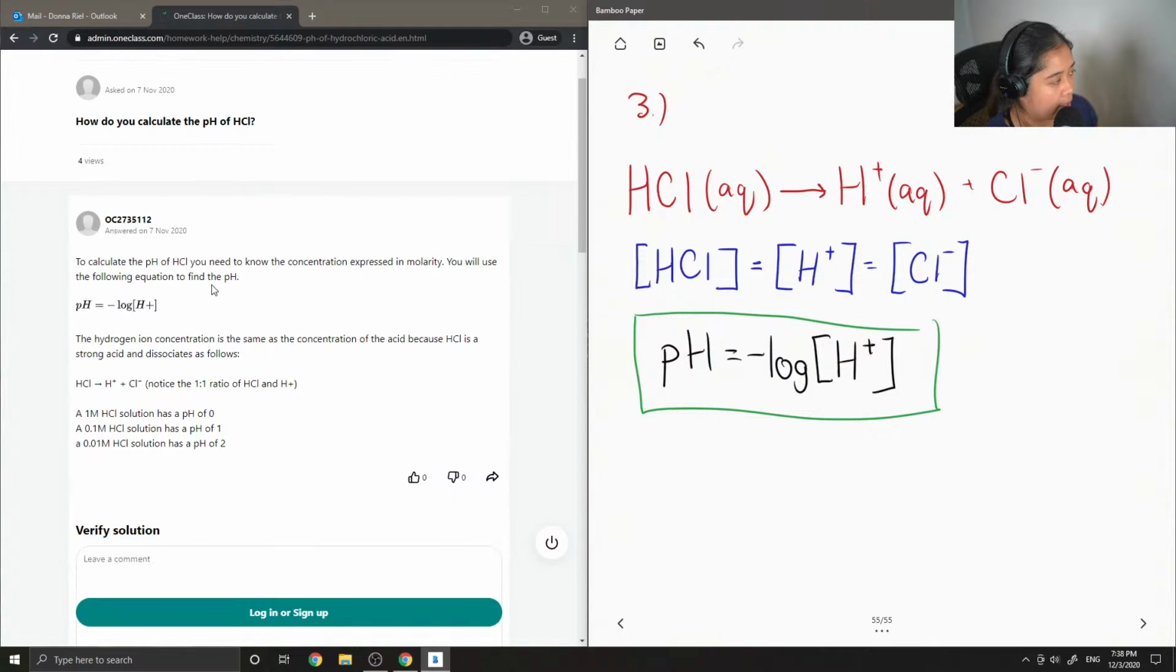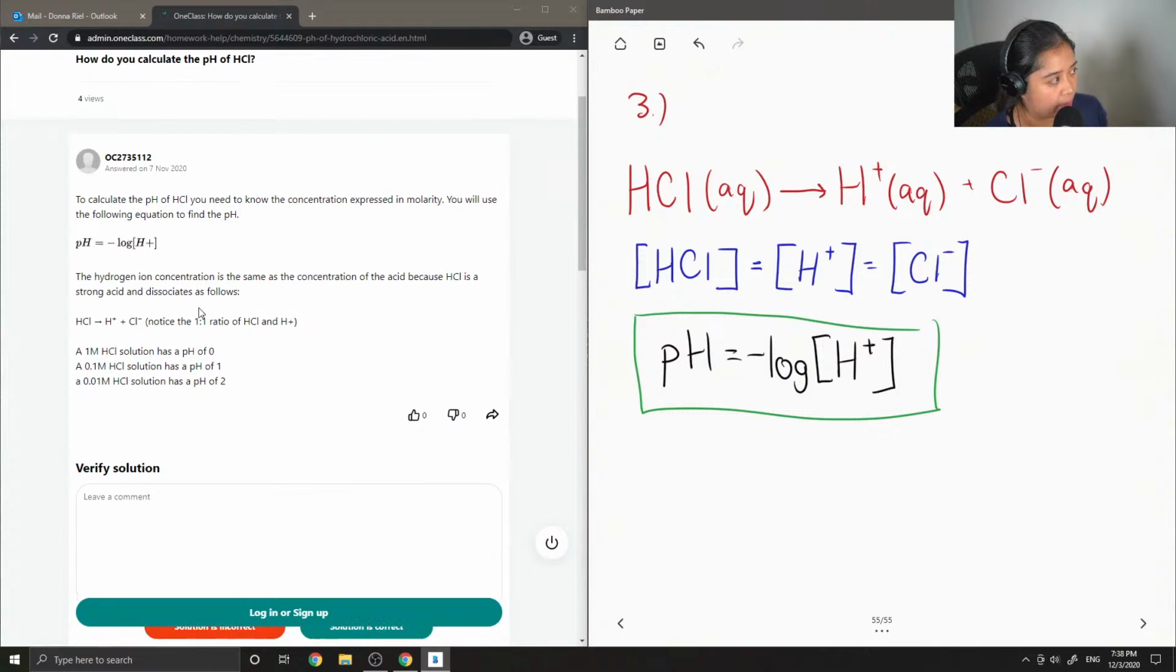The junior tutor said, to calculate the pH of HCl, you need to know the concentration expressed in molarity. You will use the following equation to find the pH: pH is equal to negative log times the concentration of H+. The hydrogen ion concentration is the same as the concentration of the acid because HCl is a strong acid and dissociates as follows: HCl makes H+ and Cl-. Notice the 1-to-1 ratio of HCl and H+.